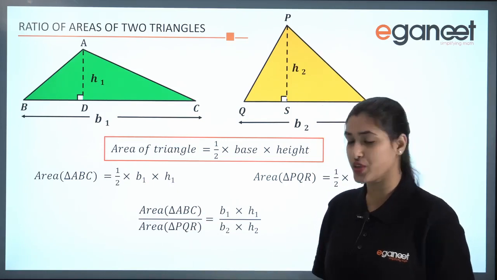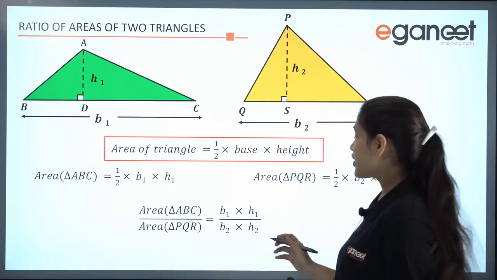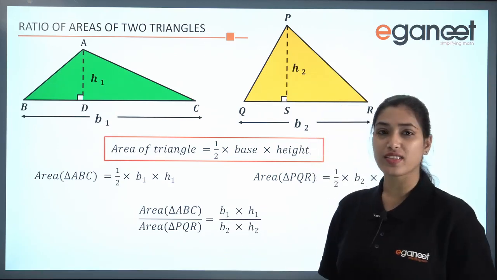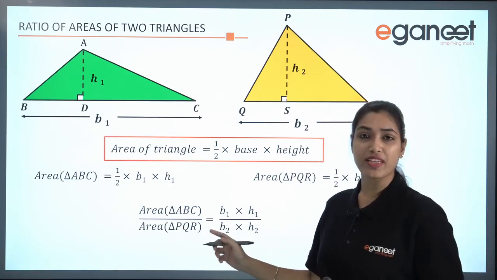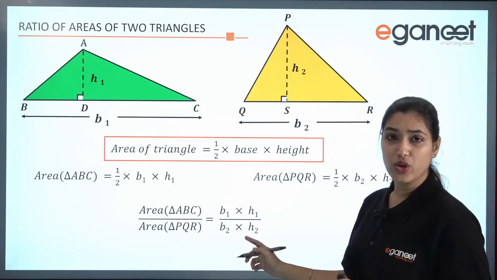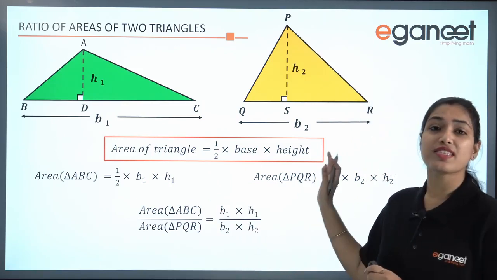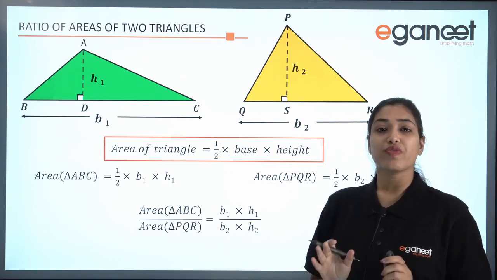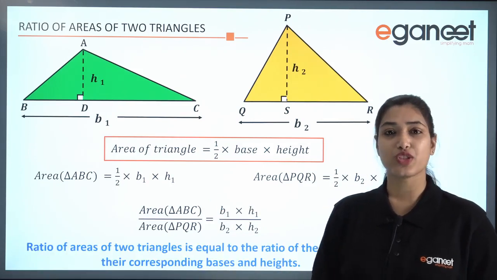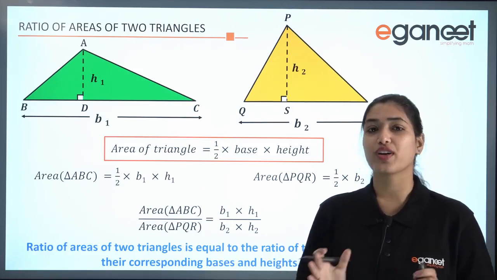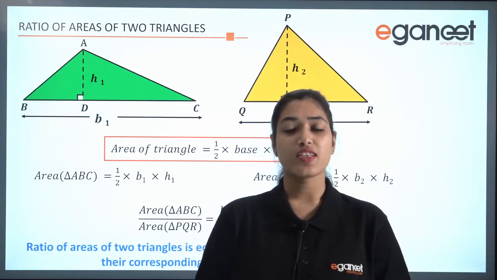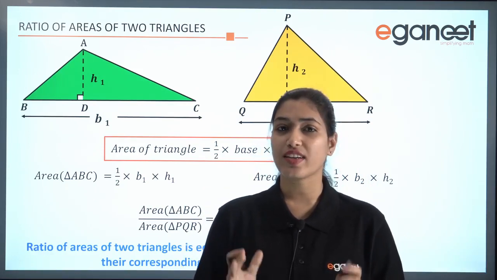It is again the ratio of the product of corresponding bases and heights of the triangles. B1 into H1 is the base into height of the first triangle, and B2 into H2 in the denominator is the base and height of the second triangle PQR. So, we can say that the ratio of areas of two triangles is equal to the ratio of the product of corresponding bases and heights of the triangles. Here, in these two triangles, the base and the heights of the triangles are different.